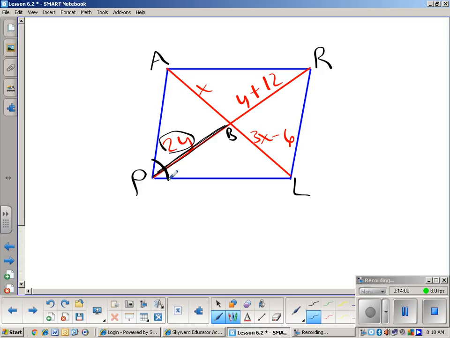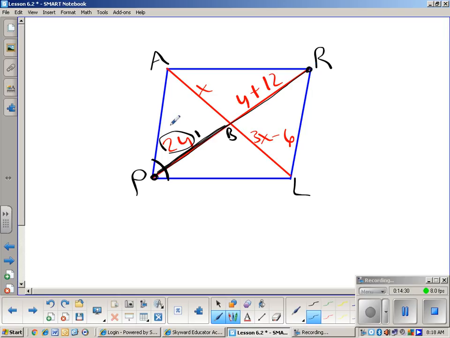Okay, so diagonals mean if I connect opposite corners of the parallelogram, and that's what these red lines do, don't they? And so they intersect, and bisect means what? Rebecca, what does bisect mean? They go through each other at their what? At their midpoint. So they cut each other in half.